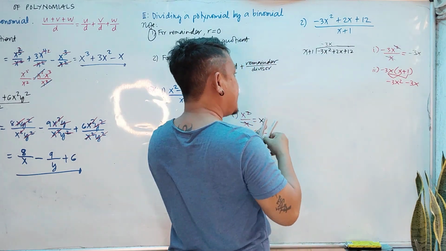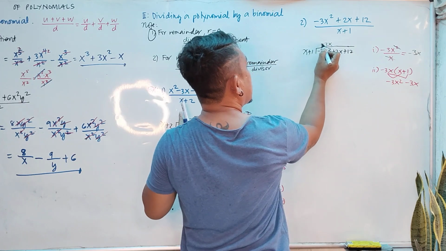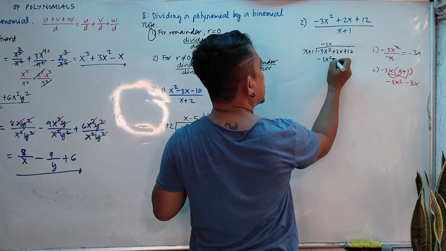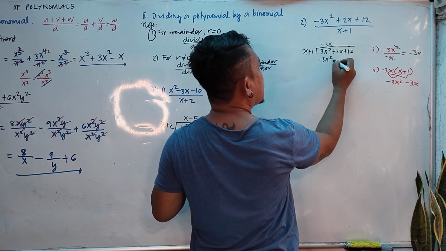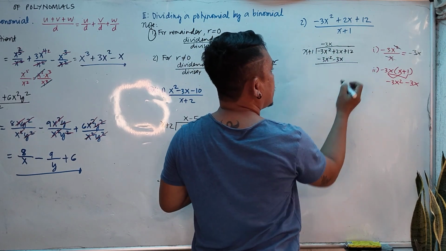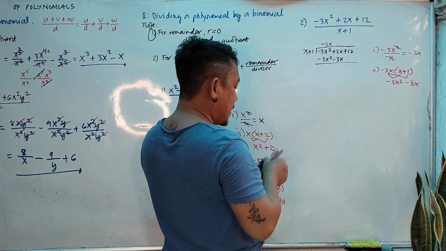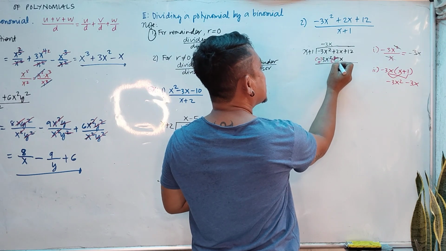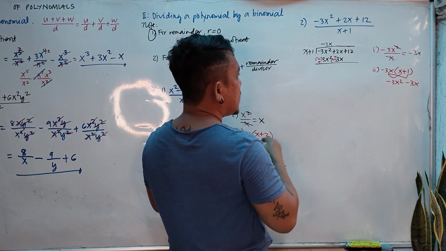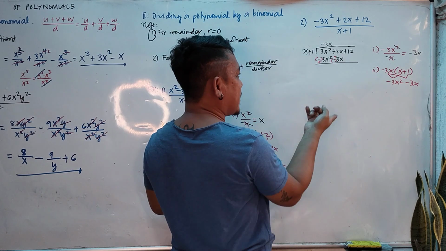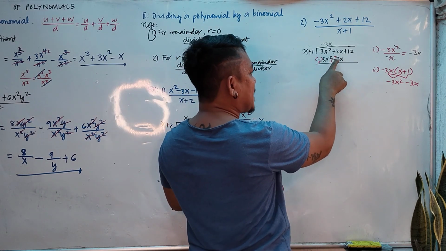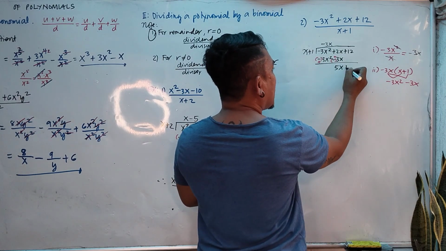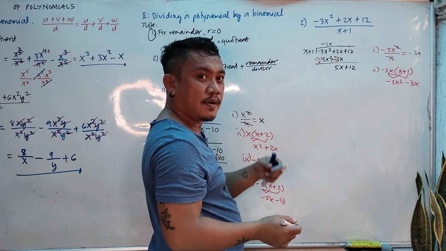So, you have here negative 3x times x, negative 3x squared. Negative 3x times positive 1, negative 3x. Again, it is subtraction, so the sign changes and becomes plus. Negative 3 plus 3, 0. Positive 2 plus 3, you have 5x. Then bring down positive 12.